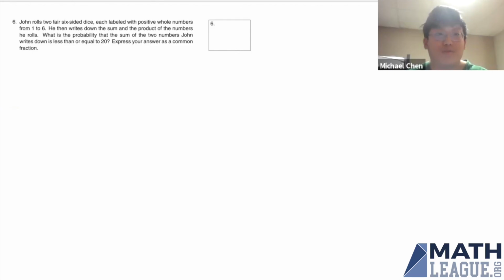So we have John rolls 2 fair 6-sided dice, each labeled with positive whole numbers from 1 to 6. He then writes down the sum and the product of the 2 numbers that he rolls. What's the probability that the sum of the 2 numbers that John writes down is less than or equal to 20?